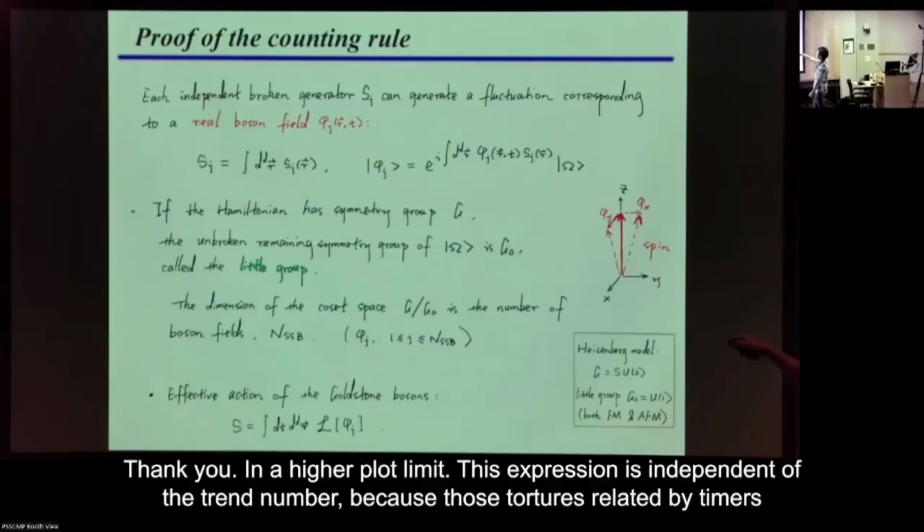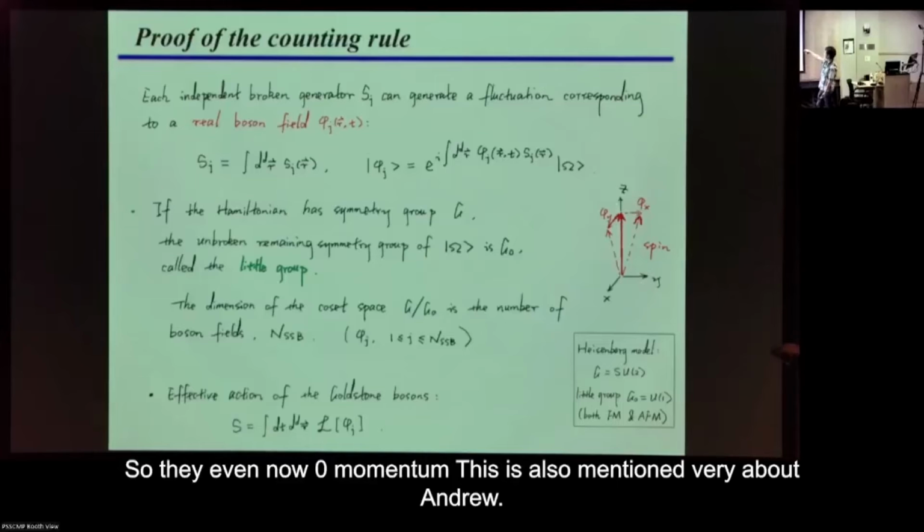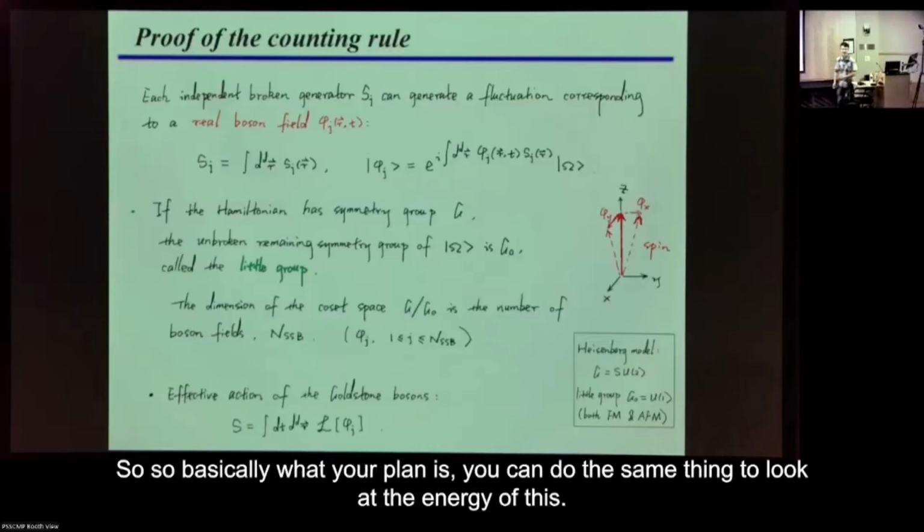So in general, if a Hamiltonian has symmetry group G, some symmetry generators are unbroken, because they leave the ground state invariant. These remaining symmetry generators form a group G naught, which is called the little group. And you can look at the coset space, which has a dimension equal to the number of broken generators. That tells you how many generators are broken. In the Heisenberg model case, SZ is conserved, so SZ generates the little group, which is a U(1) group, while SX and SY are broken. We have two broken generators.